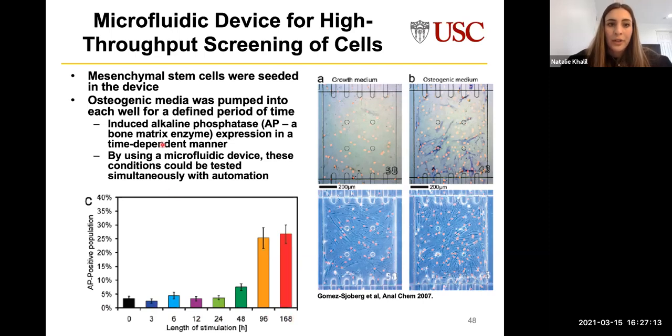And then measured the production of alkaline phosphatase, which is a bone matrix enzyme. And you can see that the longer that these stem cells were stimulated with the osteogenic media, the more bone matrix enzyme they produce. So they're starting to turn into bone cells on the device. And the advantage of a microfluidic device is that they could test all of these conditions in parallel on one device.